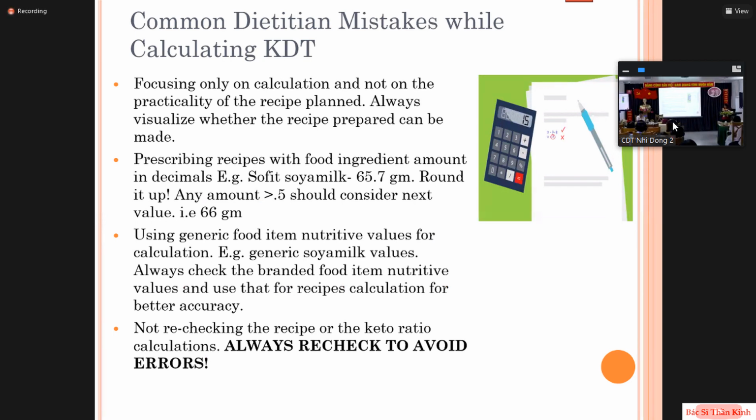So for example, when you do the calculation, you may get 65.7 grams, but we always round it up. So any amount more than 0.5, we should consider the next value, that is 66 grams here. Okay. Third is using generic food item nutritive values for calculation.